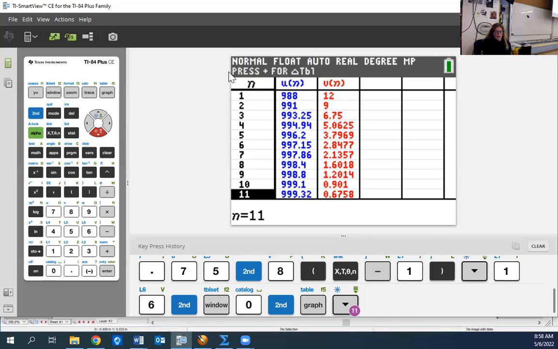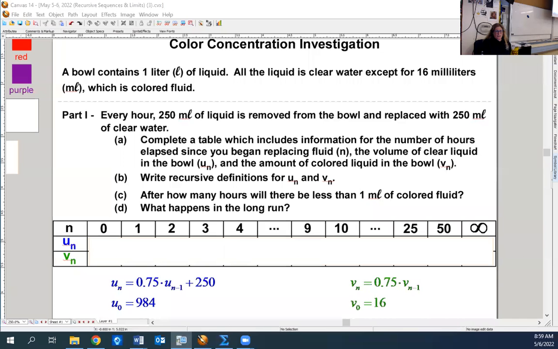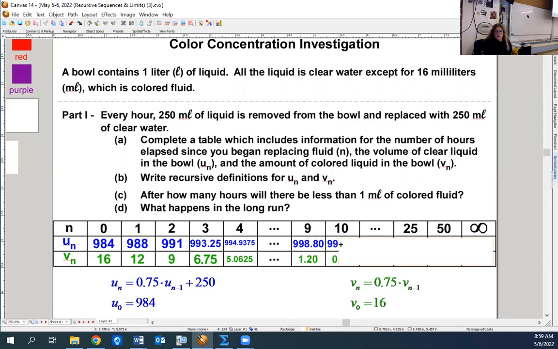So rather than write all of that down, I'm going to show you guys. You don't have to memorize that table or anything. I can write up to this. So we saw that at 10 hours is when we jump below 1 milliliter of colored fluid.